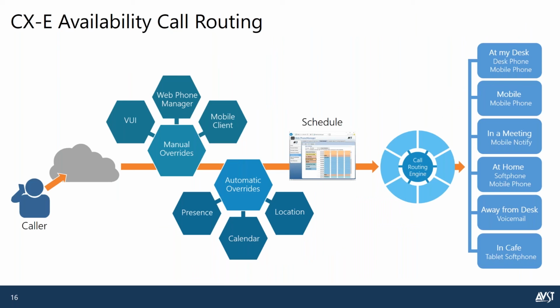So if you look at a caller coming in, what we have is a very rich feature set where the user can go in with manual overrides anytime they want and say, right now, send my calls to my mobile phone. But there's also a set of automatic overrides triggered by calendar, location, and presence that will do that same kind of routing. So imagine you set up the system so that when you're in the office, and the system knows that, it sends calls to your desk phones. As soon as you leave the office, it sends them to your mobile phone. As soon as you get home, it'll send them to your home phone. That kind of automatic call routing will increase call completion and make it much easier for the users.